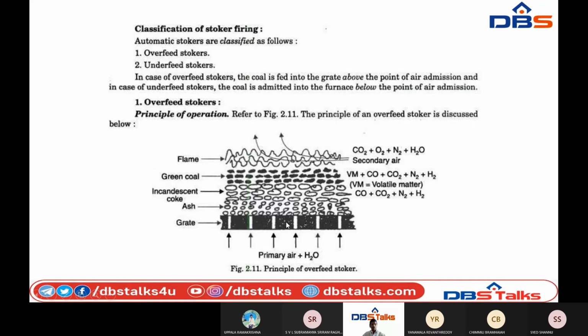In the case of underfeed stokers, it is similar to overfeed stokers, but the coal is admitted into the furnace below the point of air admission. In this, the air is supplied above the point of air admission up to the flame. First of all, we are supplying the primary air, or water vapor. The air is taken from the atmosphere and admitted to the grate.